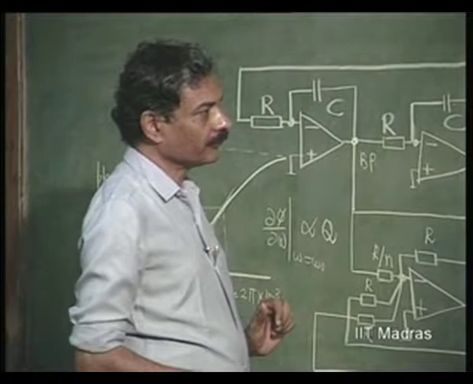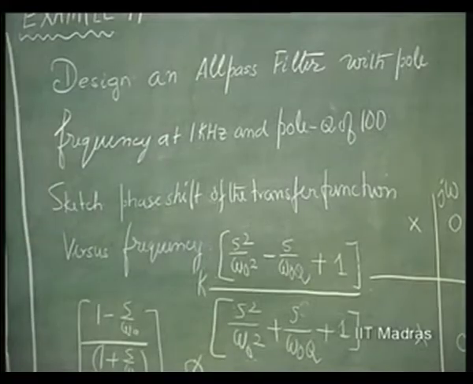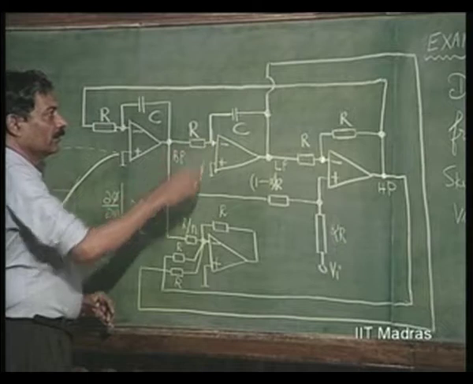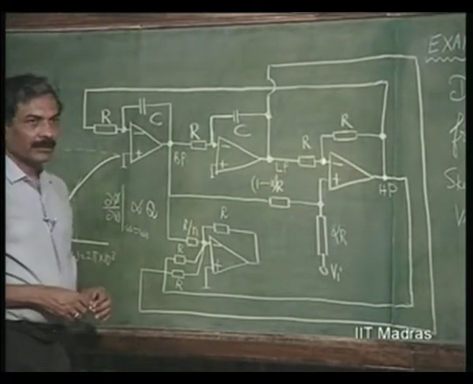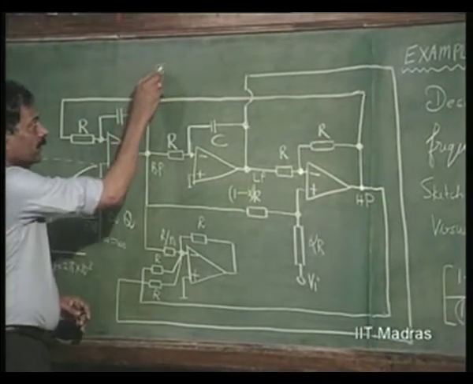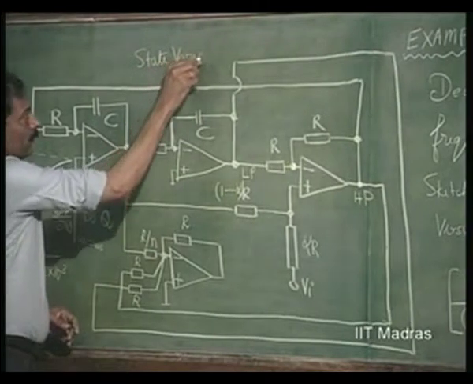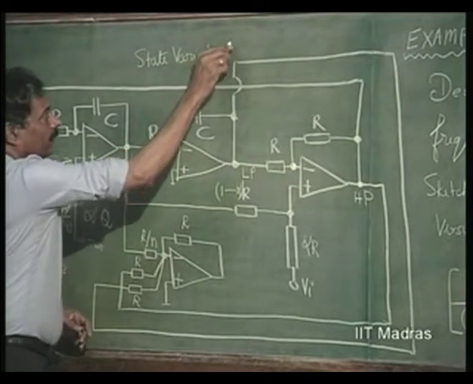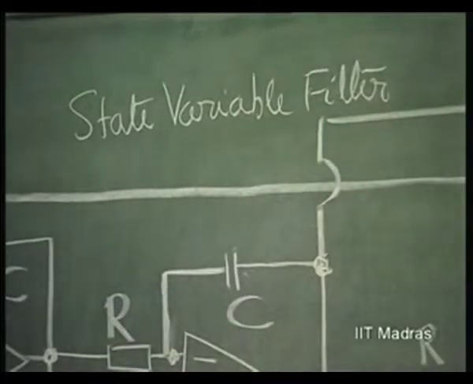Now, let us see how this can be synthesized using the KHN network. This circuit is also called a universal active filter or also state variable filter. Different people call it different names.